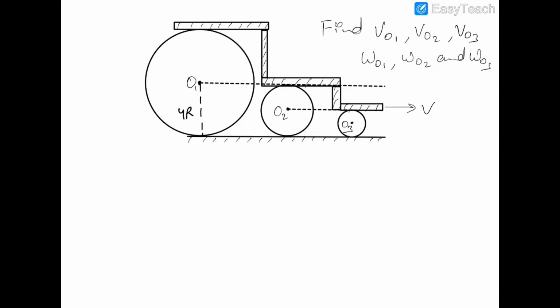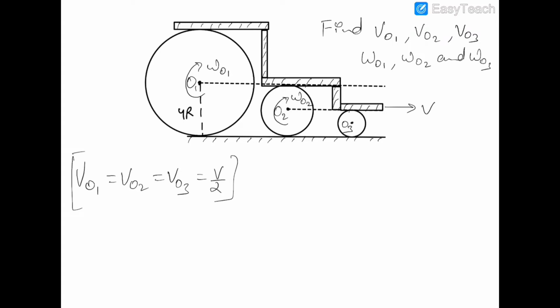So we can conclude that velocity of the centers VO1, VO2 and VO3 would be equal, and it would be equal to half of the velocity of their top points, which is v, and half of that is v by 2. Now we have to find out the angular velocities. So this is omega O1, this is omega O2 and this is omega O3. So omega O1 is equal to the velocity VO1 upon 4r. So VO1 is v by 2, so this is v by 8r.